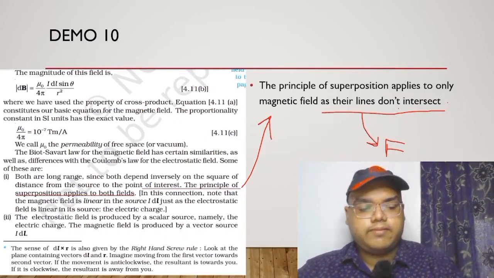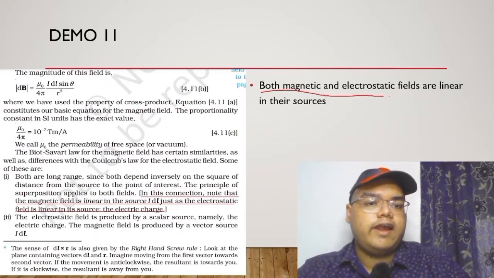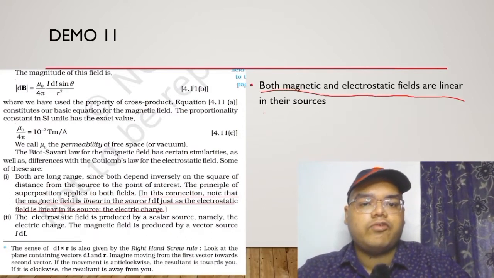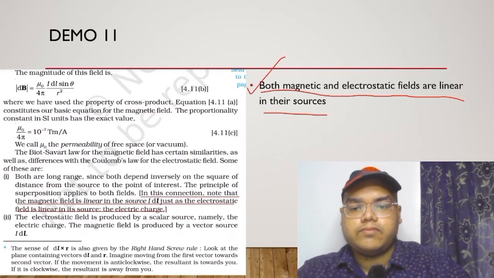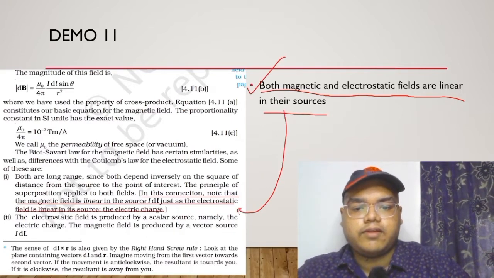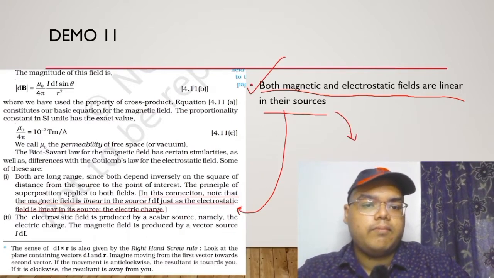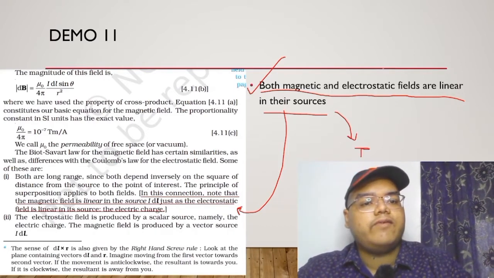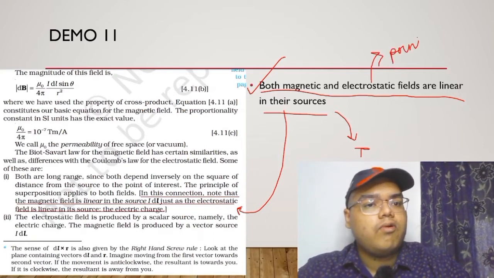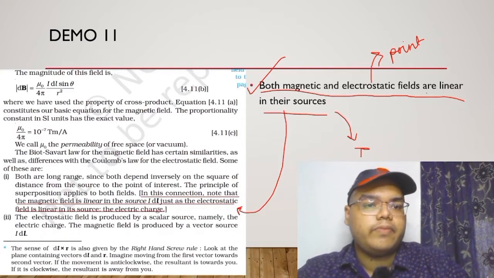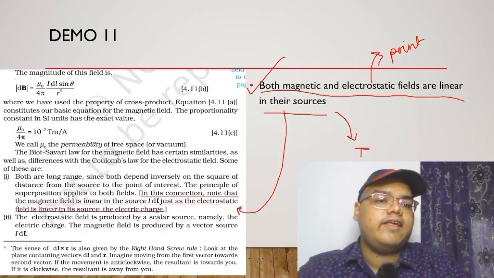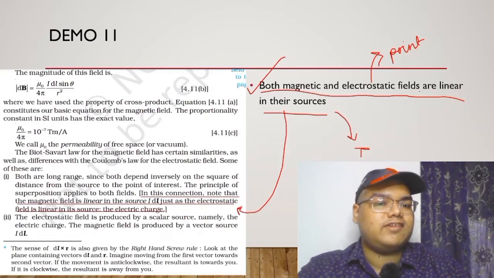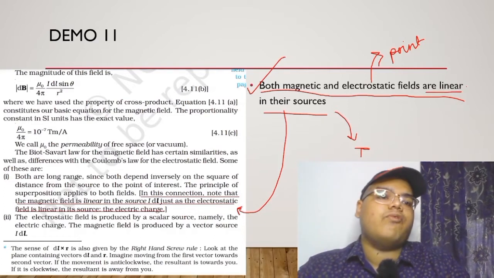intersect. Okay, next, magnetic field and electrostatic field are linear in their source. Yes, true, which you can check over here. But in the exam time, you will think that electrostatic field may be a point field, but no, NCERT says it differently. Okay, if you are given only linear in their source, then it will be a false statement, but if it says both are linear, then it's okay.